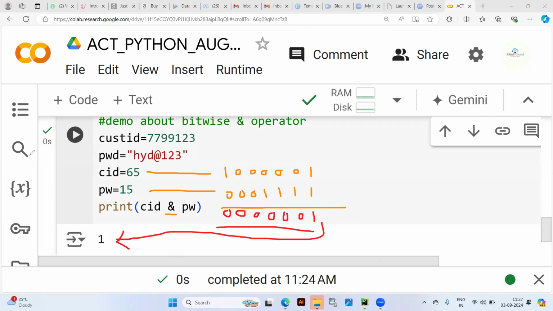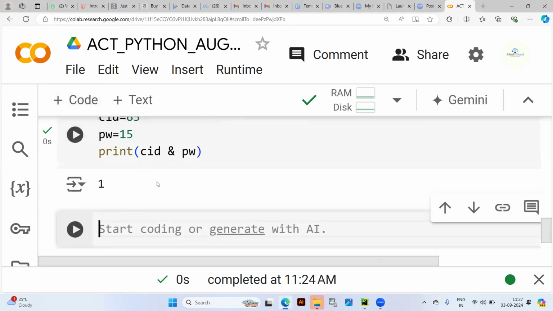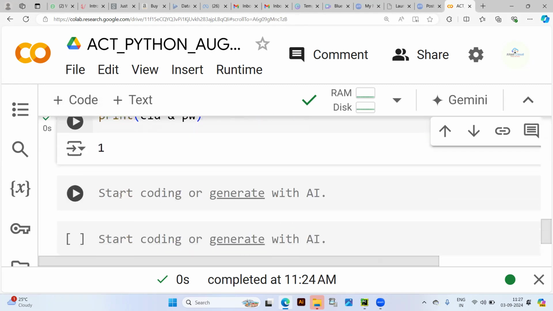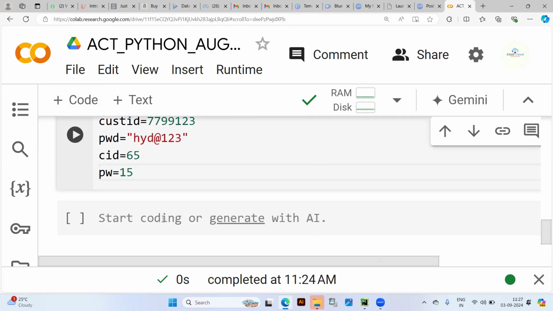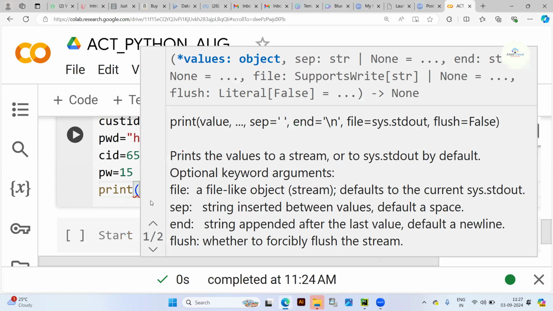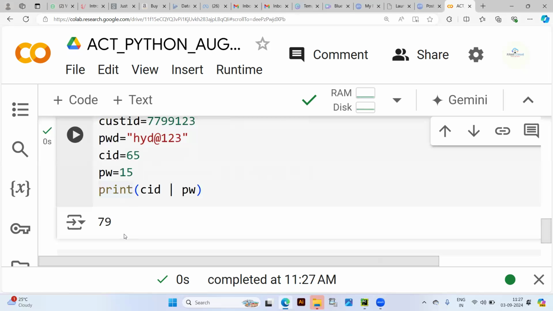Now let's go to another operation. Same operation I'll take. Copy, paste. Instead of AND, I'll be performing the OR. CID, bitwise OR, password. Clear? You see the output now? 79. How did you get it?